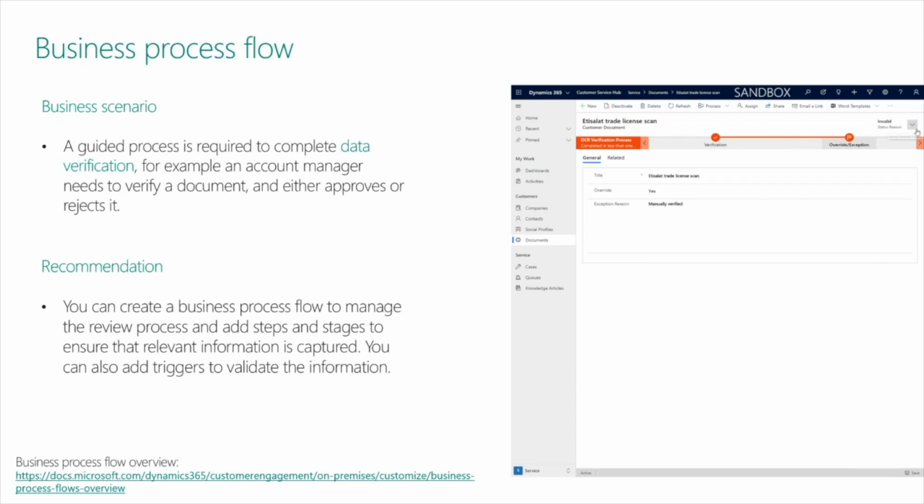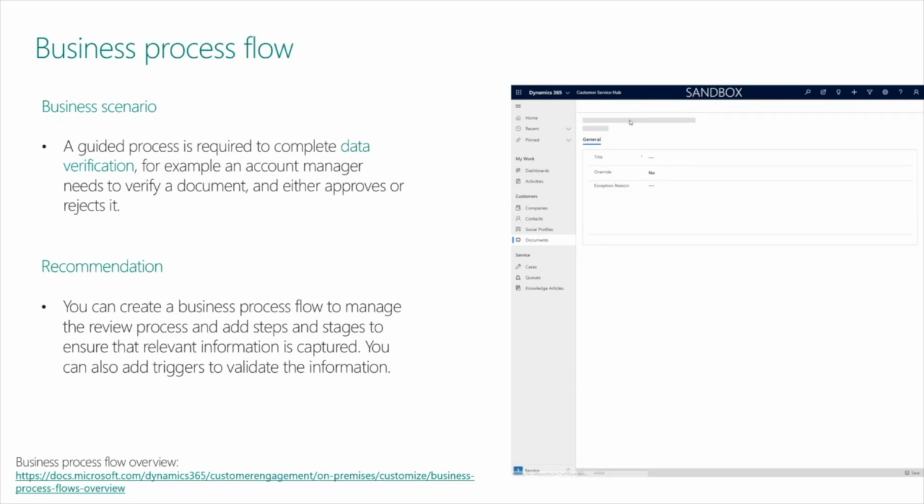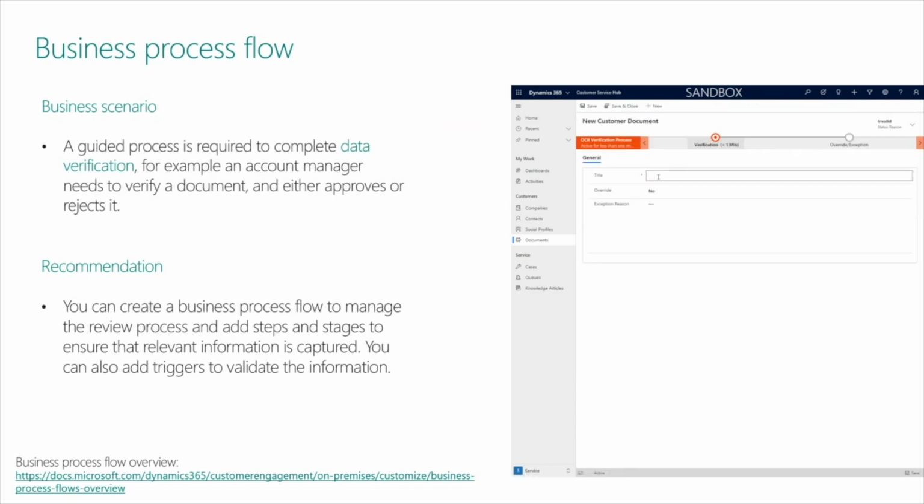One business scenario here is that you need a process that is required to complete a data verification. For example, an account manager needs to verify a document to either approve or reject the document. So you can use the business process flow as part of the form to capture the verification details, approval, override and exception details as part of their main form.